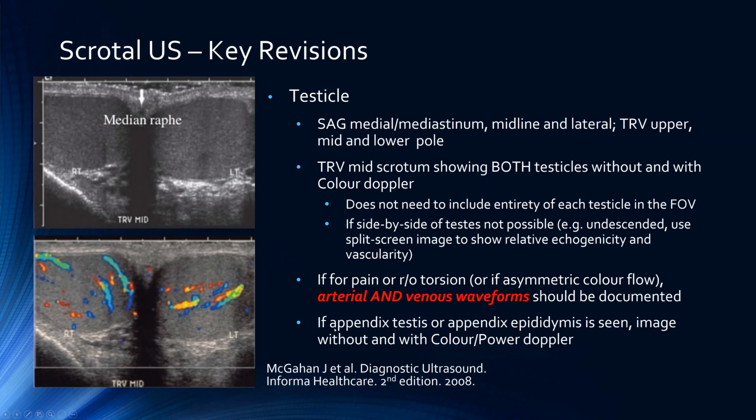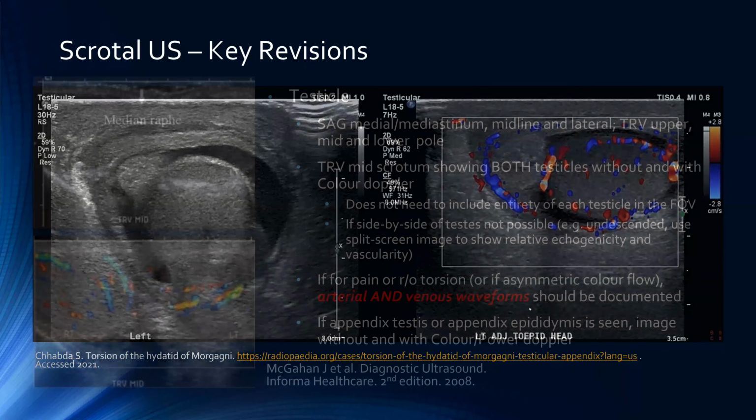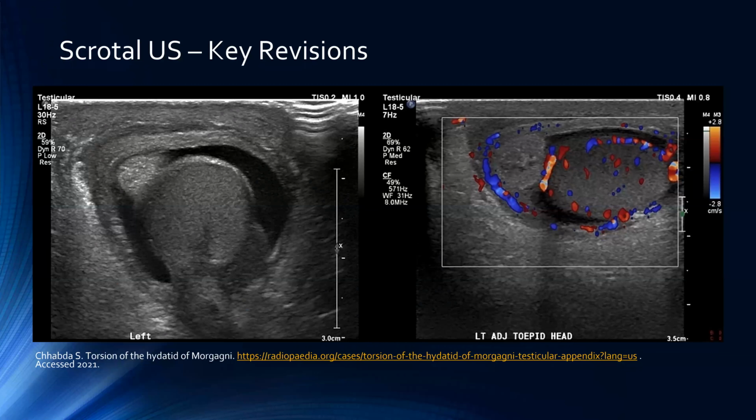Only other thing to quickly note would be if an appendix testis or appendix epididymis is seen, just obtain both a grayscale image as well as a color Doppler image showing vascularity within the appendix, particularly if the investigation is for acute pain, as these can be a common mimic from a clinical standpoint for testicular torsion.